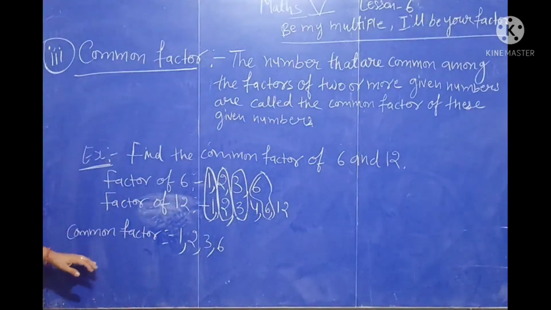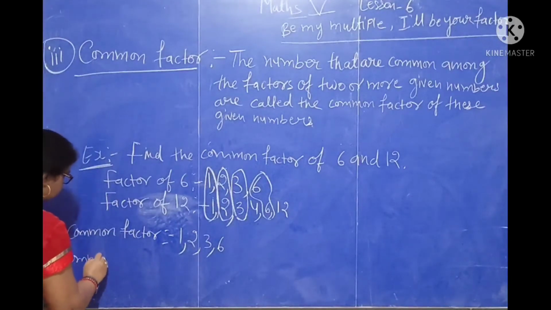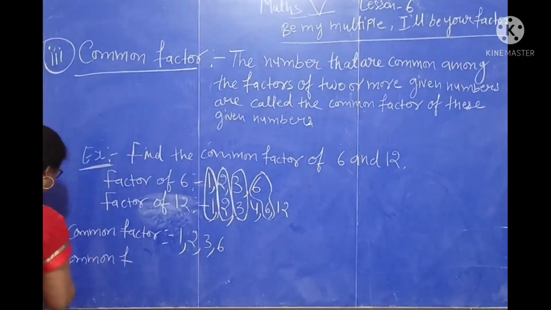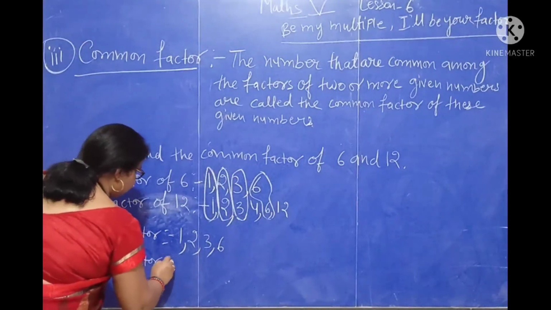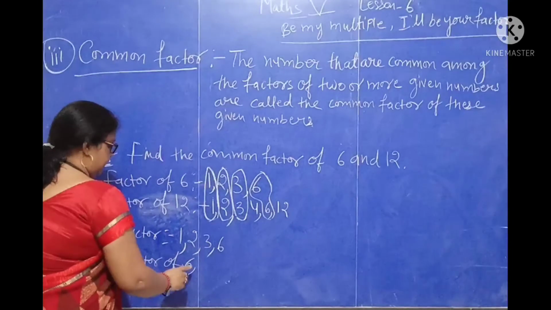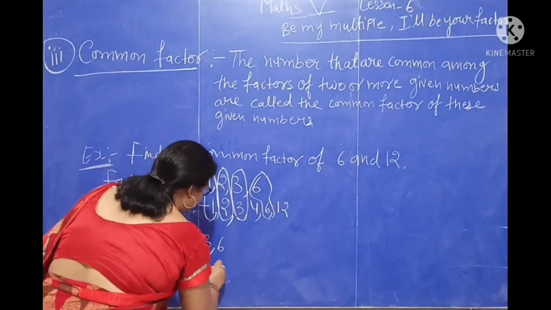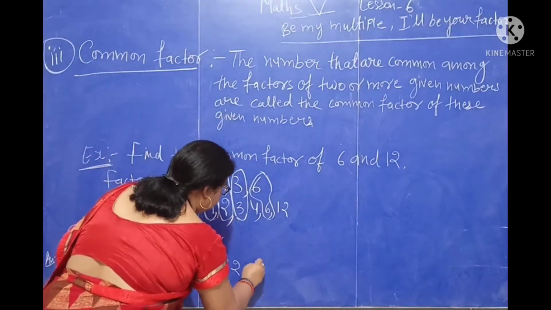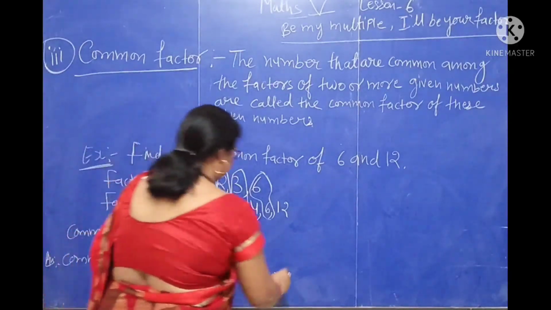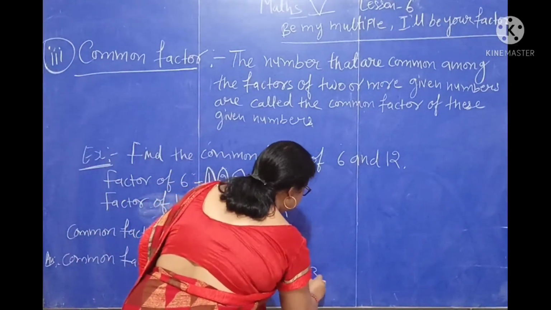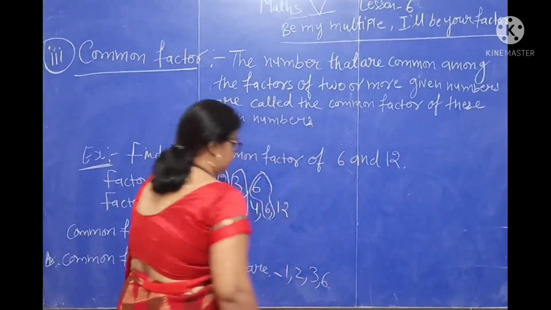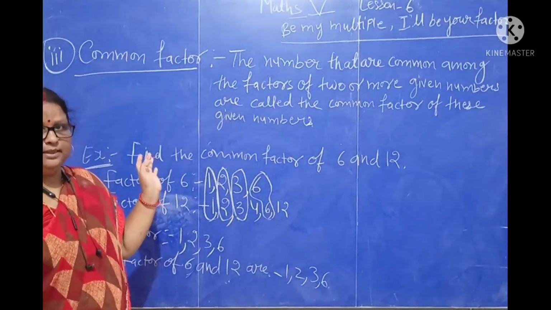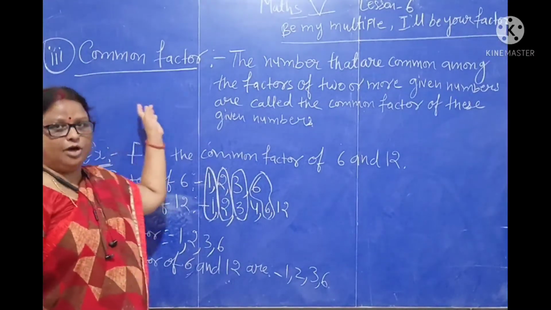So our answer is: the common factors of 6 and 12 are 1, 2, 3 and 6. Understand? Next, learn common multiples.